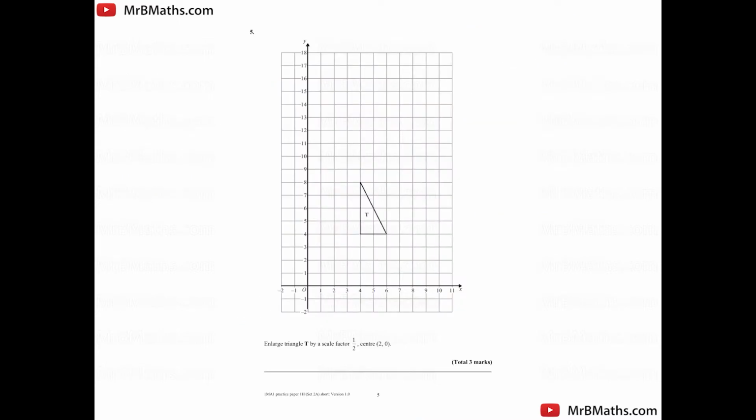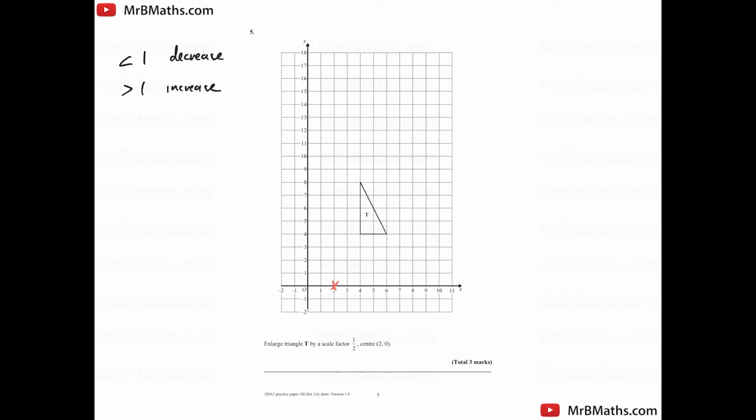Right, okay, so question 5 says enlarge triangle T by a scale factor half, center 2, 0. So scale factor of half would mean that it's going to decrease in size, and that's because anything less than 1 would be a decrease. Anything greater than 1 would be an increase in size. Okay, so we've got a center point that we need to mark down, which is 2, 0. So that would be this point right here.